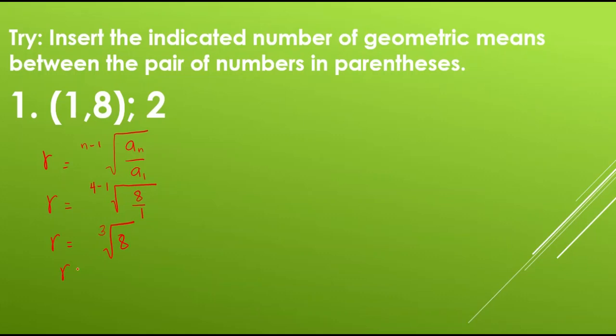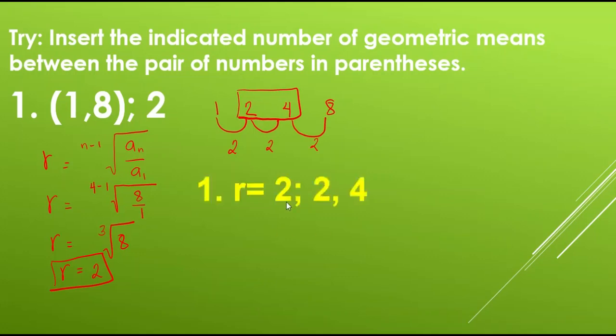So your r is equal to just positive 2. Okay? So therefore, your geometric means: from 1, multiply it by 2, then your second term is 2 times 2. Your next term is 4. Then verify for the last term, that's 8. So therefore, your geometric means are 2 and 4.